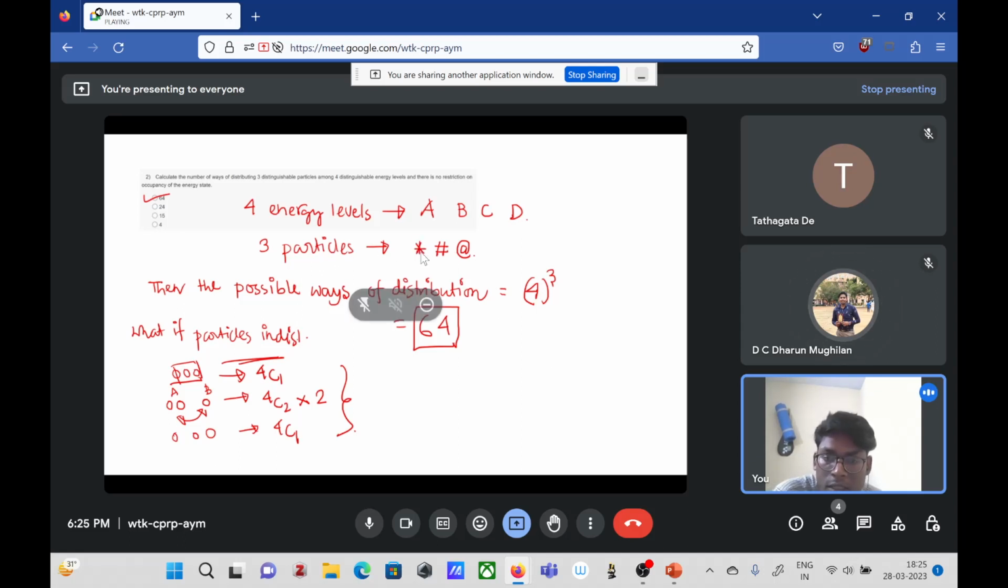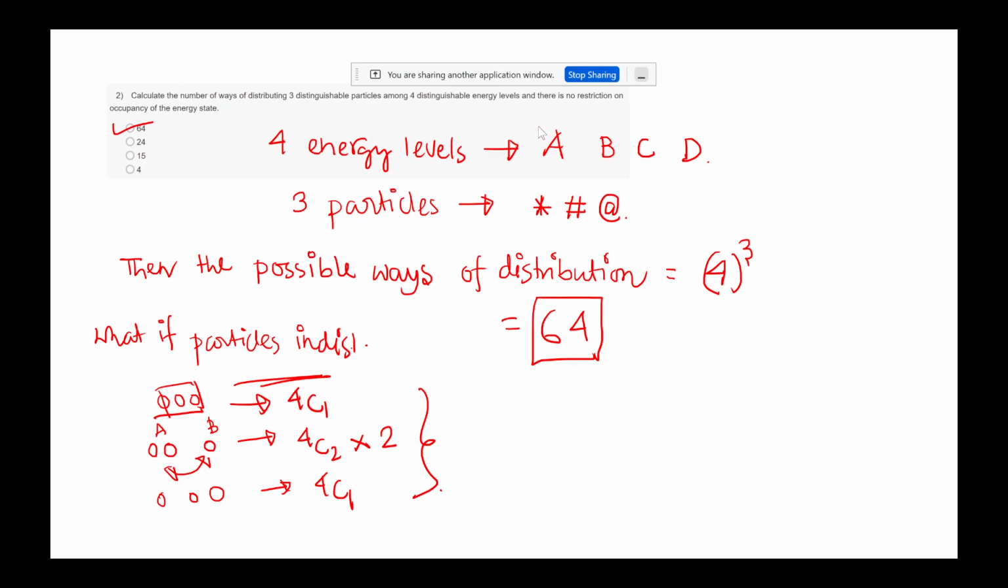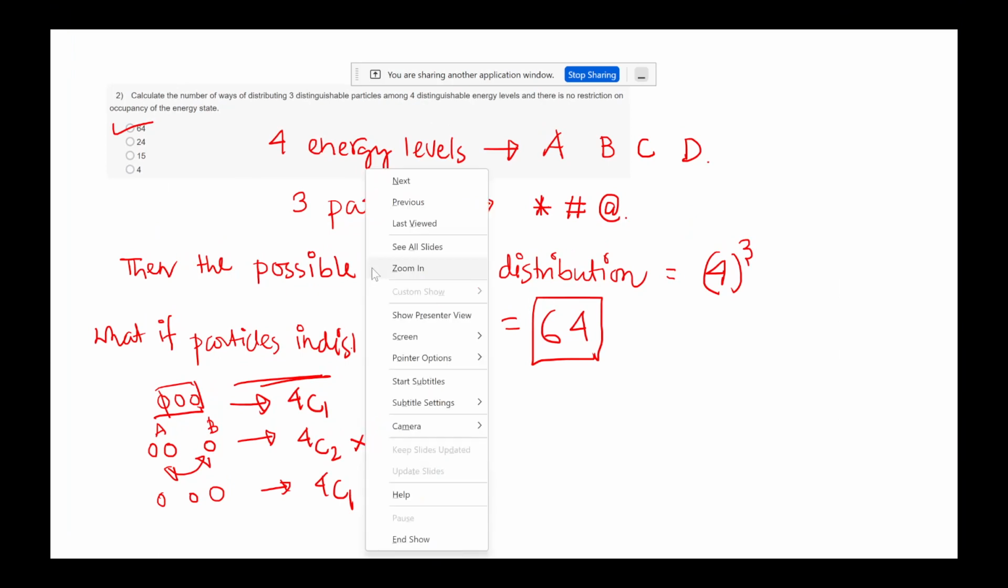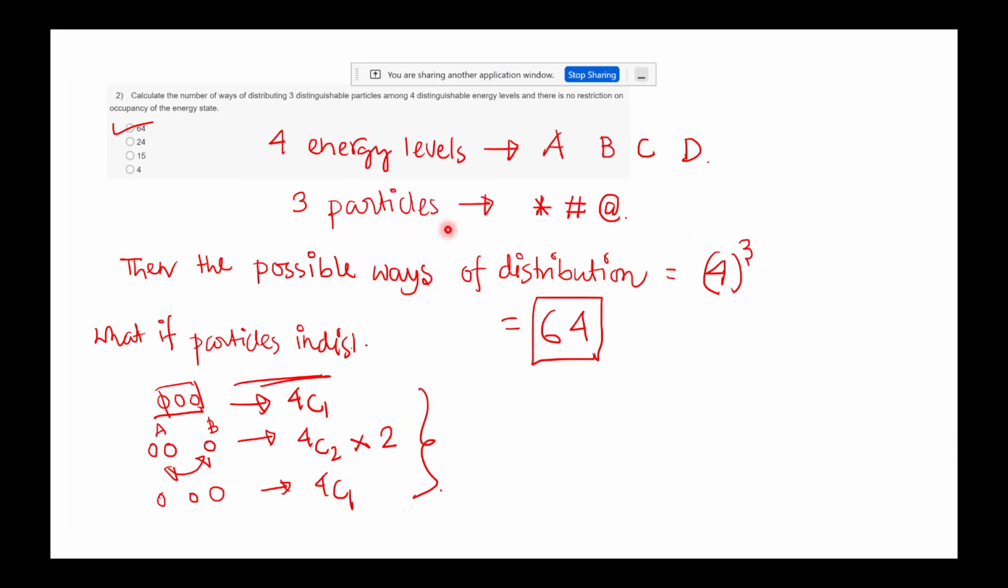Can you see my cursor or not? No, sir. Okay. Just a minute. Now, is it visible, right? Yes, it is visible. Okay.